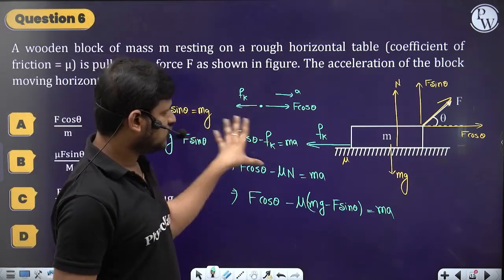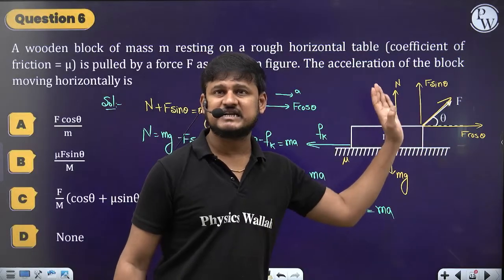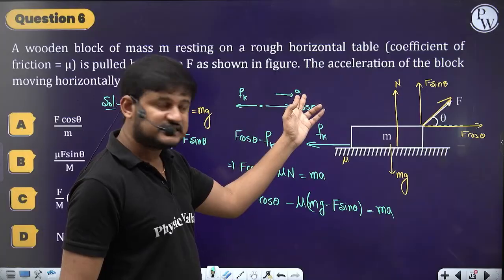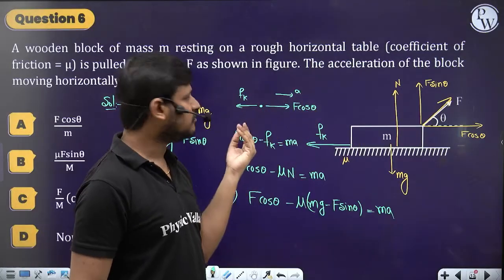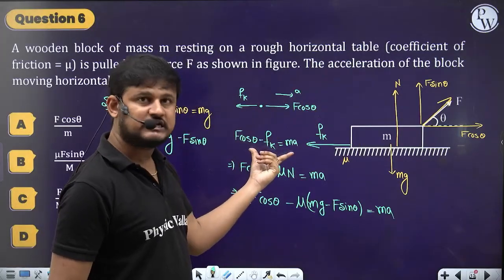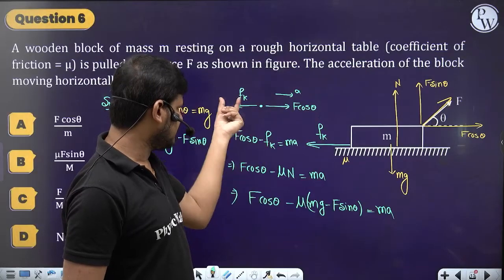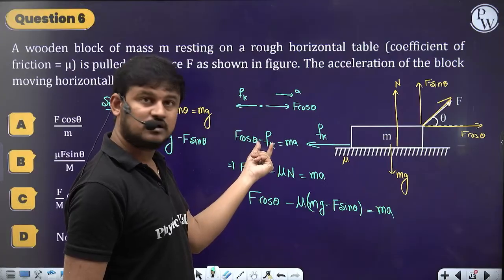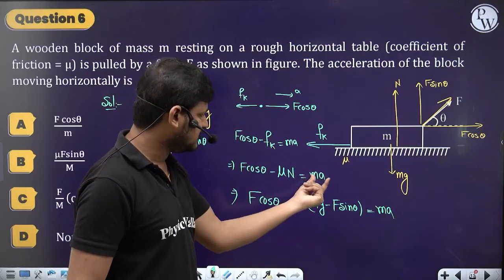This is fine. So now horizontally the block is accelerating to the right side. So that's why F cos theta acts that side, and the frictional force is acting in the opposite direction. So apply Newton's second law here. F cos theta minus Fk is equal to ma. So from here, F cos theta minus, the kinetic friction formula, mu N is equal to ma.